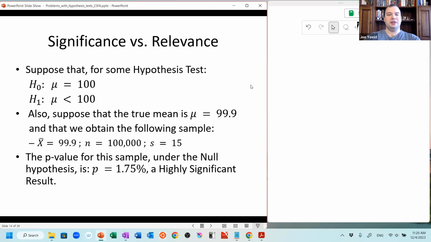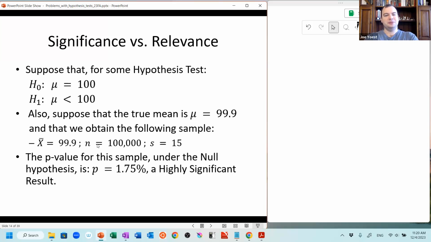Okay, next important topic is significance versus relevance, which I touched on in that last problem. So suppose that we have a hypothesis test that's set up as the null mu equals 100, alternative mu less than 100. Maybe we're looking at IQs of folks, and we're trying to decide if folks that have, say, a certain disease, if that impacts their IQ. So suppose the true mean, hypothetically, like if we were omniscient, we would know that the true mean is 99.9. In other words, the alternative hypothesis is true, but only by 0.1 IQ points.